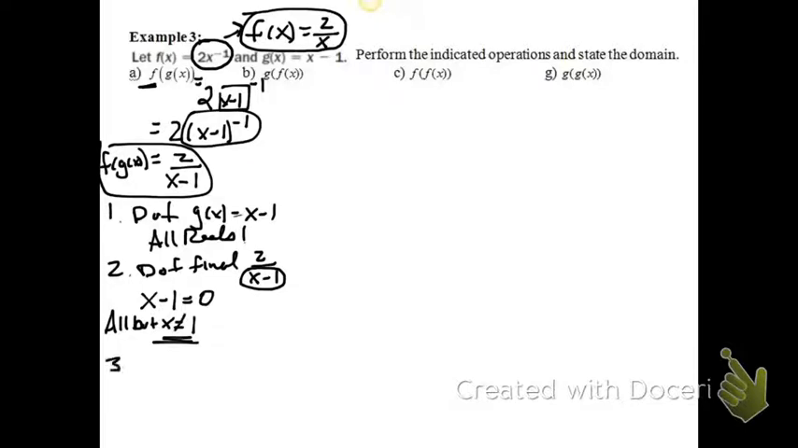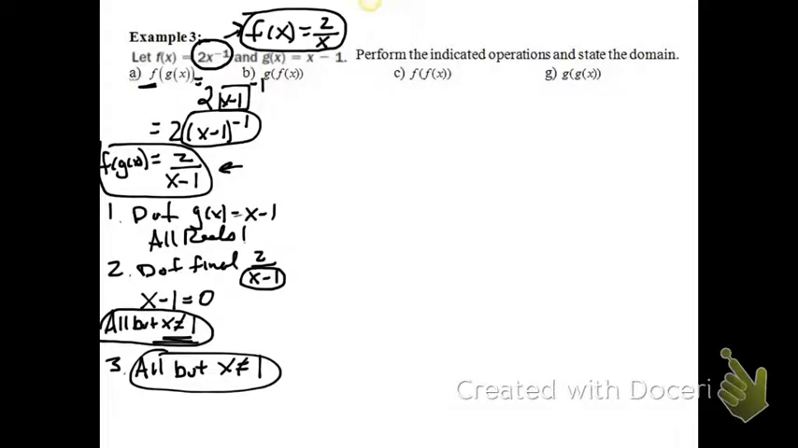Step 3, what works for both? All reals and all reals but x can't be 1. Well, you're going to use the most restrictive. You just don't want to use 1, and anything else is okay. So final answer for domain would be all but x should not equal 1. And that even is kind of obvious. If you look at the final composition there, you wouldn't want to plug in 1 in the denominator. You'd get a 0.